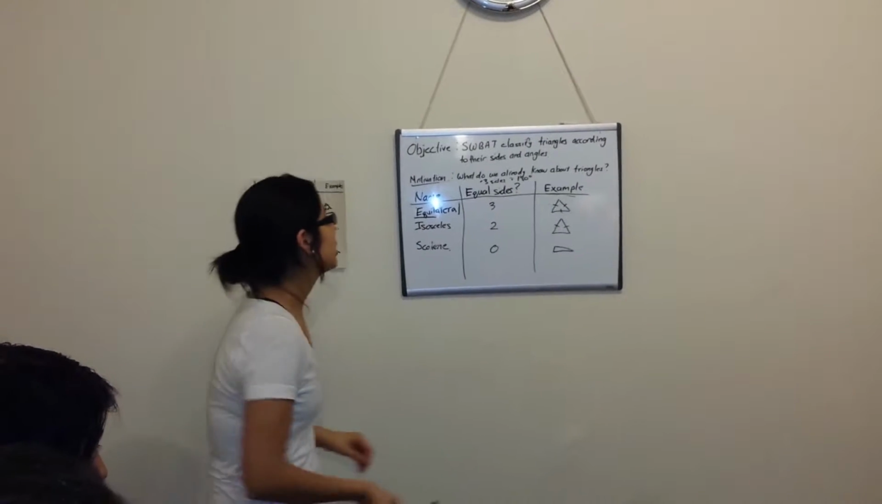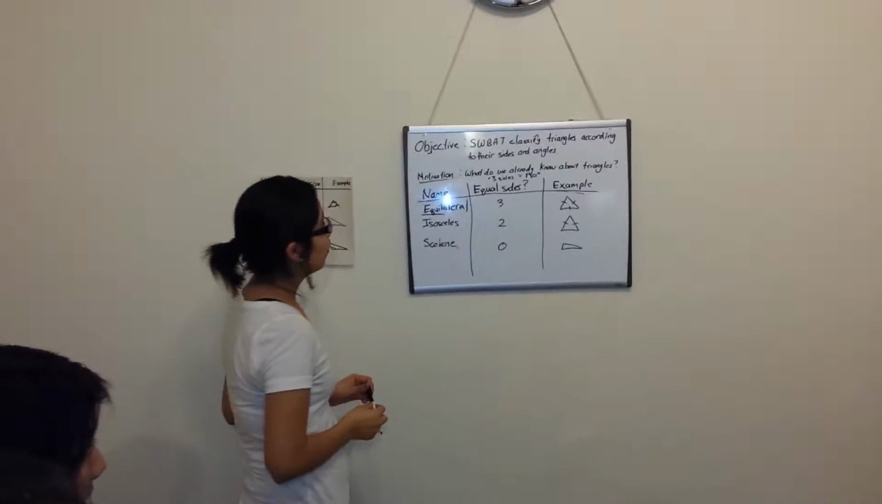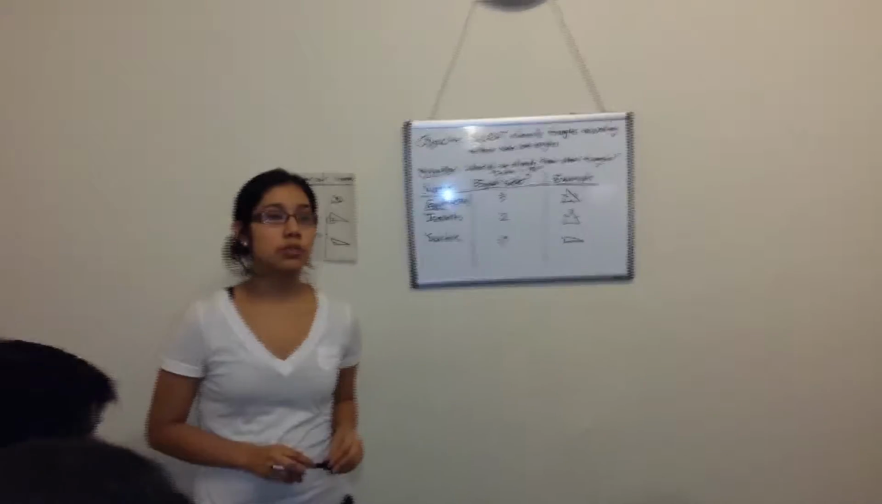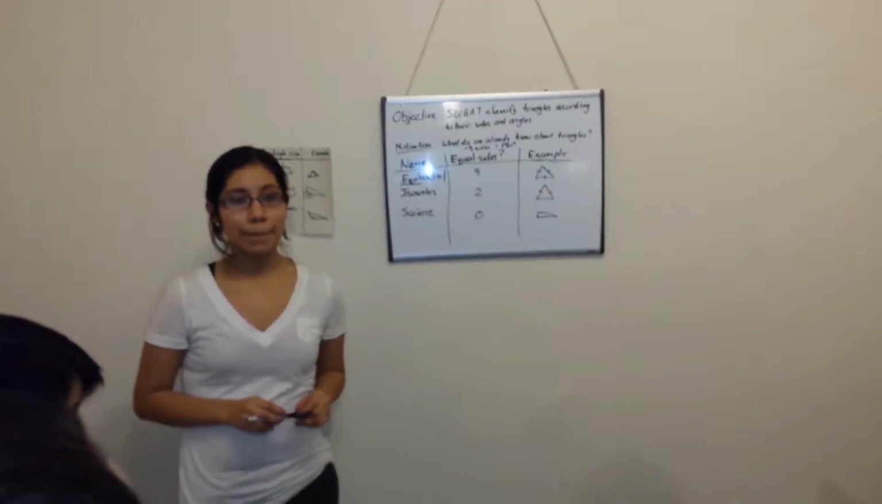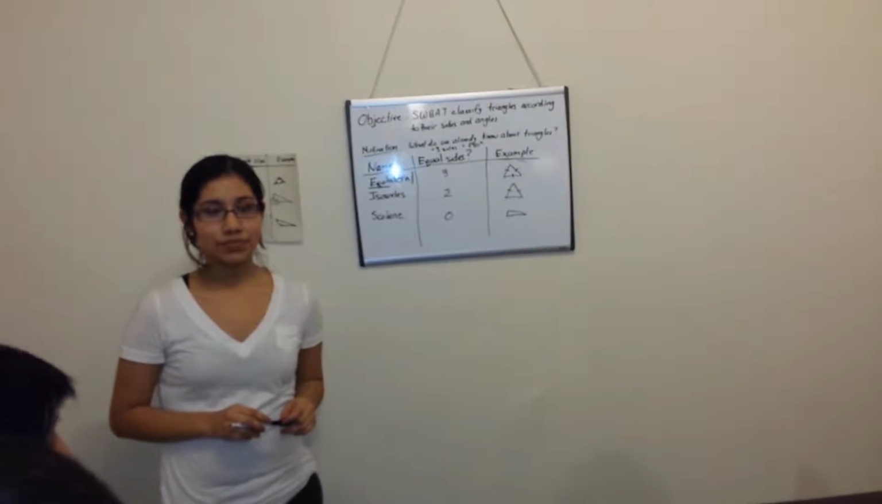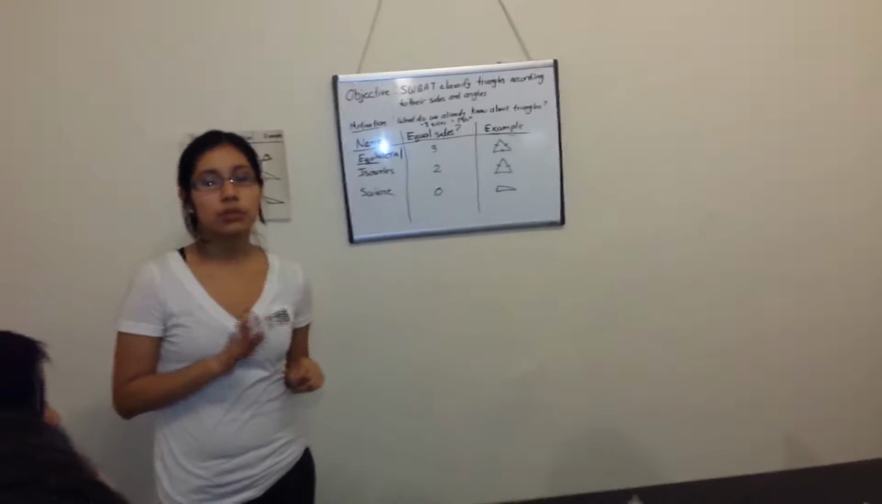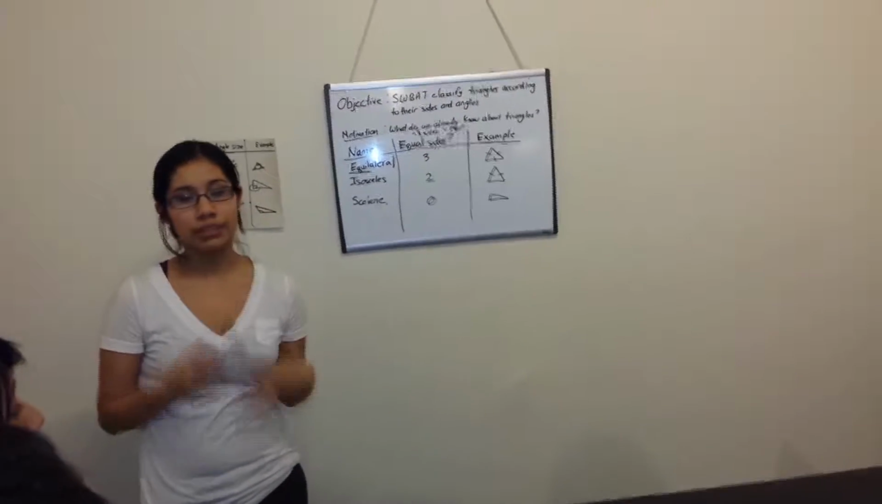So our motivational question is already on the board. What do we already know about triangles? So who can tell me two facts we know about triangles, John? It has three sides and the sum of the angles equal 180. Very good. So those are two basic facts we know about all triangles. So we're going to build upon that information.